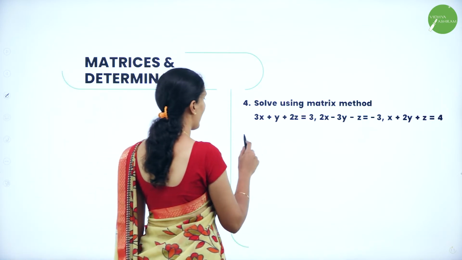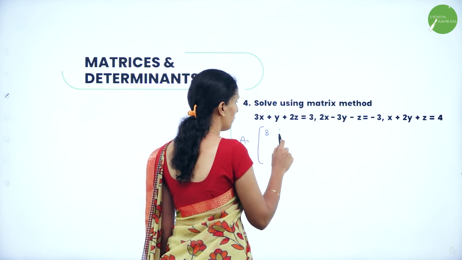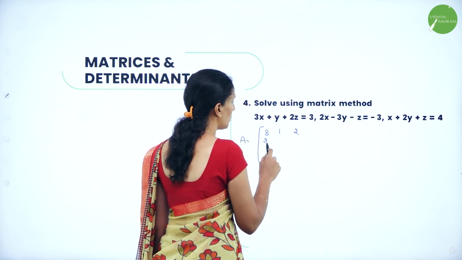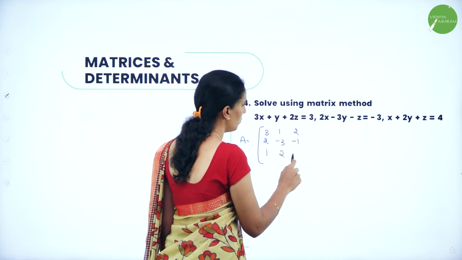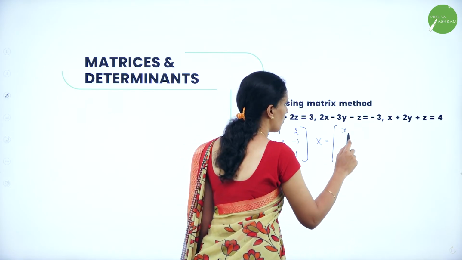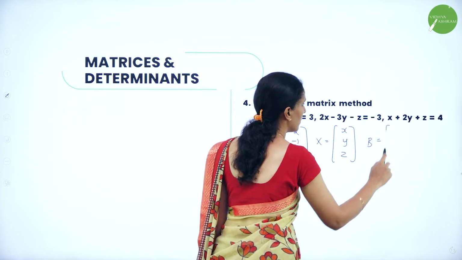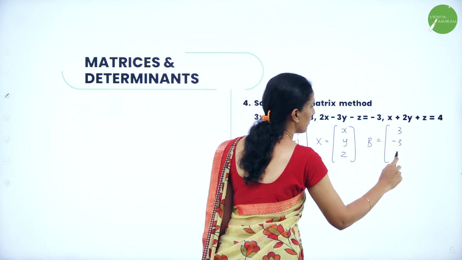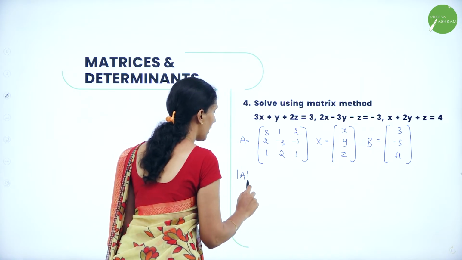So let's write the coefficients, or the elements. 3, 1, 2, 2, minus 3, minus 1, 1, 2, 1. So this is our matrix A. X, Y, Z is matrix X, and 3, minus 3, 4 is matrix B. Let us find the determinant of A.